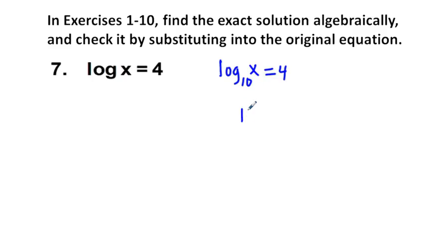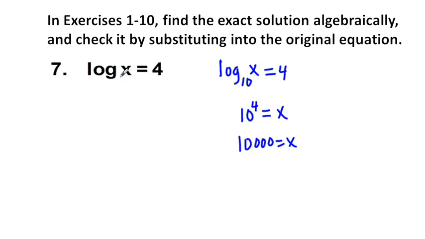We say 10 to the power of what's on the other side of the equal sign, 4, is equal to x. So 10 to the third power is 1,000. 10 to the fourth power is going to be 10,000. So 10,000 is equal to x, and that should be our answer.